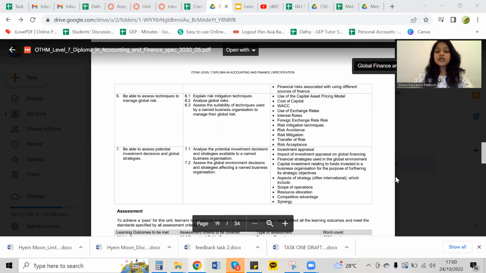In the last class, we looked at some part of it, like the capital asset pricing model and the cost of capital, the weighted average cost of capital, exchange rates, interest rates, and all of that. Today, we'll be mainly focusing on risk mitigation. So that will be the main focus today.